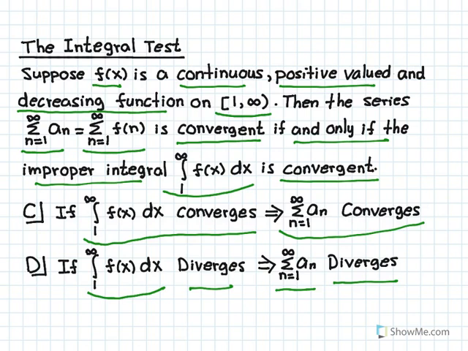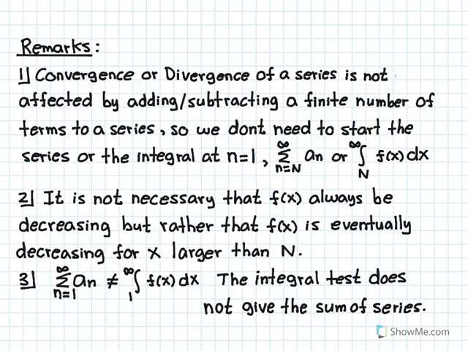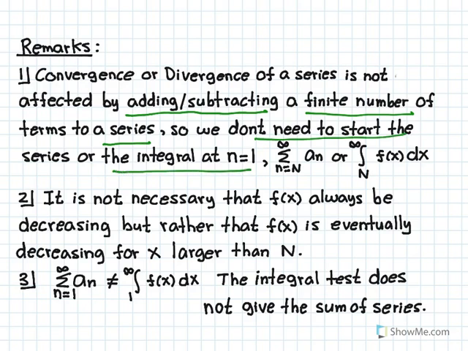All right, so some remarks. Number one, convergence or divergence of a series is not affected by adding or subtracting a finite number of terms to a series. So we don't need to start the series or the integral at n equals 1. So we can have n equals, say, 5 to infinity an, or we can integrate from 6 to infinity f of x dx. Number two, it is not necessary that the function f of x always be decreasing, but rather that f of x is ultimately or eventually decreasing for x larger than n.